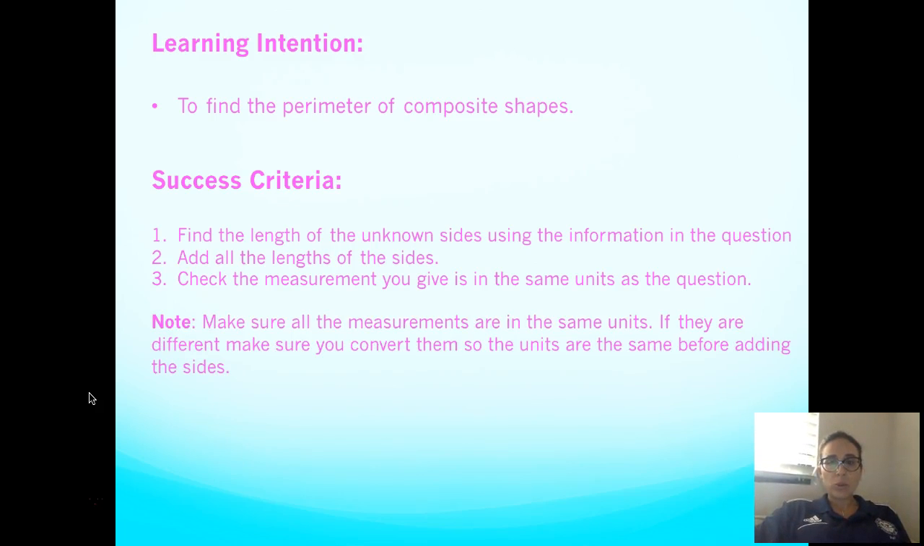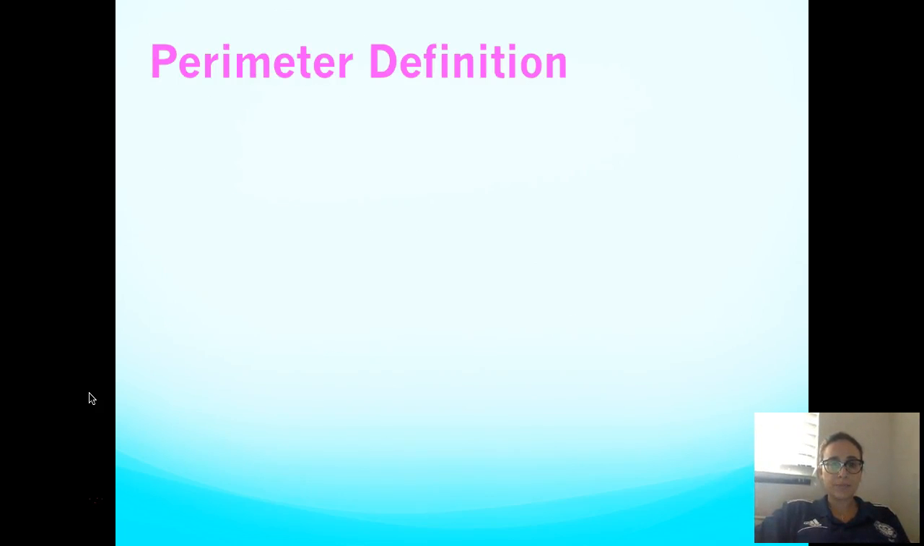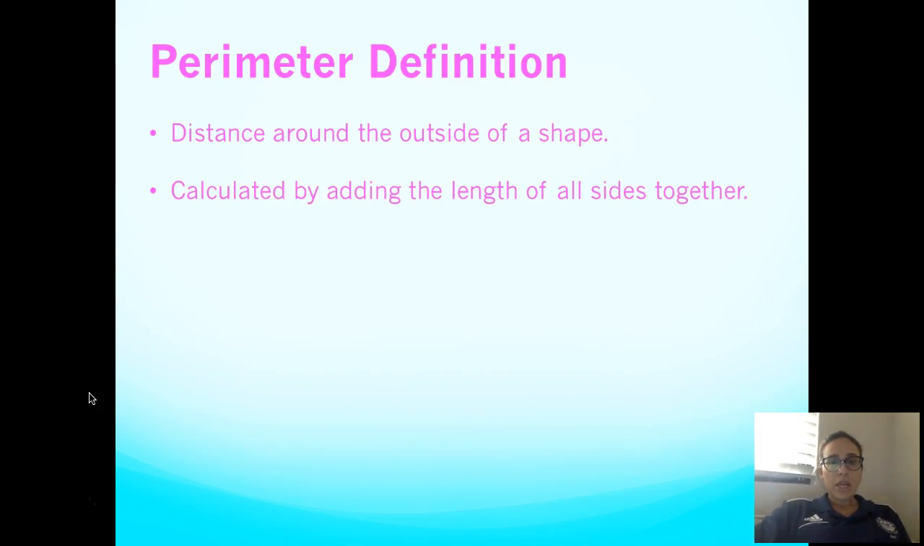And like when we were doing perimeter, you need to also make sure that the measurements are in the same units. If they are different, make sure you convert them so the units are the same before adding the sides. Let's just remind you of the definition of perimeter. So perimeter is the distance around the outside of the shape. It is calculated by adding the lengths of all the sides together.